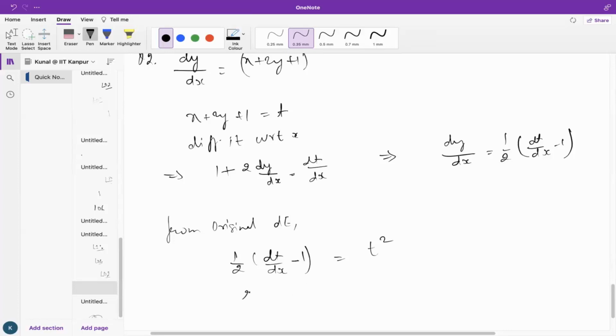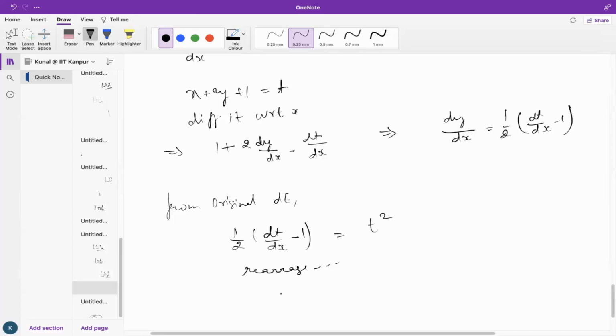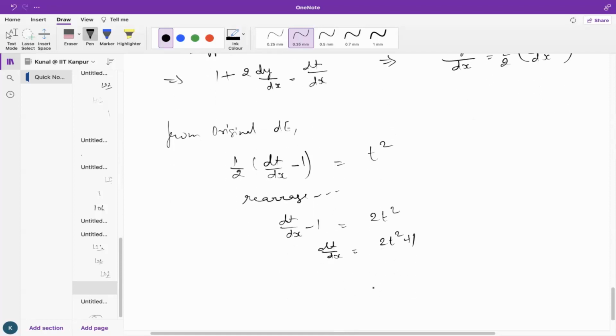First, try to rearrange. So it will be dt by dx minus 1 is equal to 2t square. So the dt by dx is nothing but 2t square plus 1. So dt by 2t square plus 1 is equal to dx. Now देखो, ये भी एक differential equation है and its order and degree is 1.